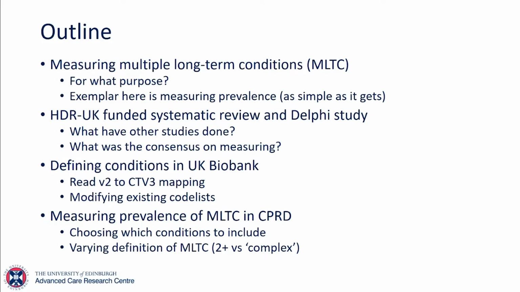We've done some HDR UK funded work: a systematic review of what other studies have done, and then a Delphi study. How should you measure according to the wisdom of the crowd? Some other work comes out of having to try and do this kind of thing in UK Biobank and GP data, and then I'm going to show you some data about measuring prevalence under different assumptions in CPRD.